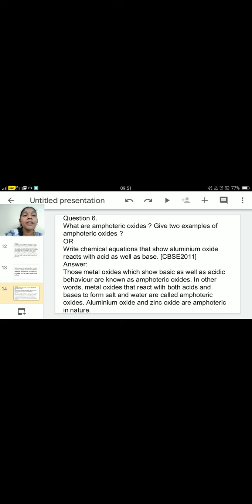Next question, this is an important question. What are amphoteric oxides? Give 2 examples of amphoteric oxides, or however the question will come in the exam. Write chemical reactions or equations that show aluminium oxide reacts with acid as well as with base. Those metal oxides which show basic as well as acidic character or behavior are known as amphoteric oxides. In other words, metal oxides that react with both acid as well as base to form salt and water are called amphoteric oxides. Aluminium oxide and zinc oxide are amphoteric in nature.